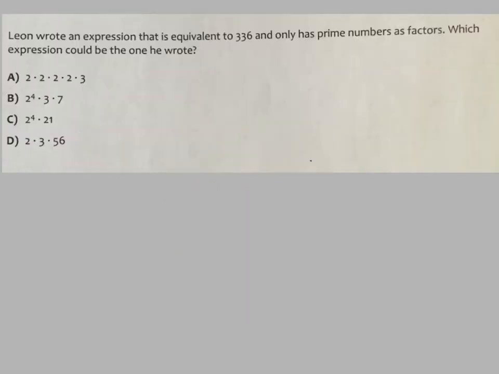Leon wrote an expression that is equivalent to 336 and only has prime numbers as factors. Which expression could be the one he wrote? Well, 336, prime numbers as factors, that means prime factorization. We're going to write the number 336 as the product of its prime factors. And the way we do that is by drawing a factor tree or by using upside down division.